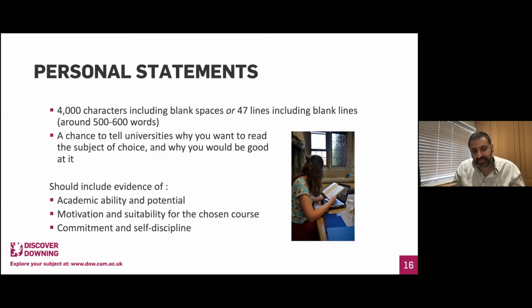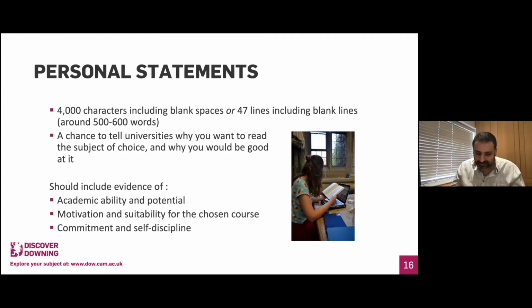The key things we look for when we're reading through a personal statement is to see whether there is evidence of academic ability and potential, and whether there are any clear statements which show your motivation and the reasons why you've chosen the subject that you want to apply to and why you are interested in that subject at higher education.